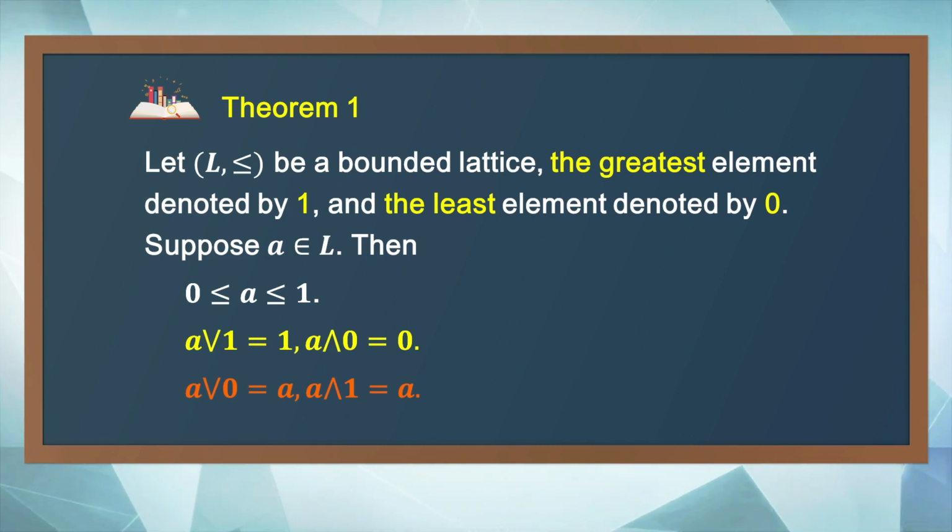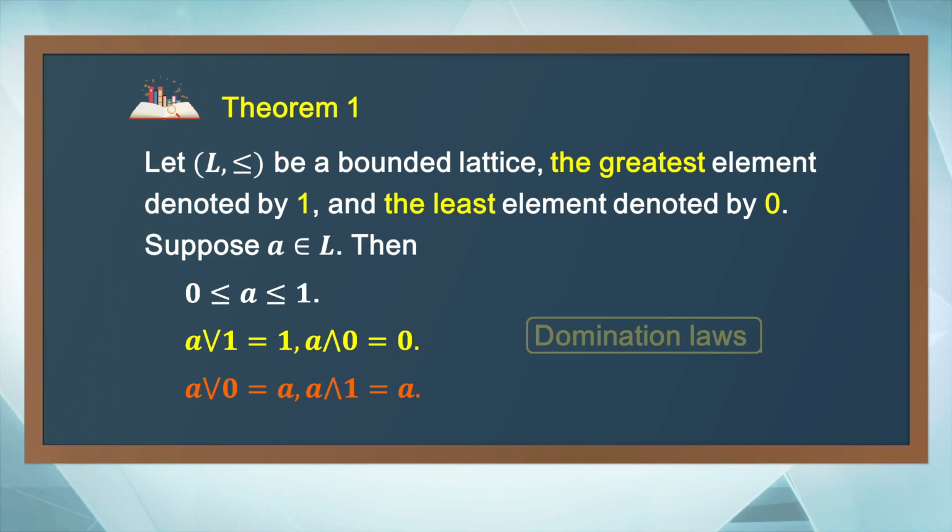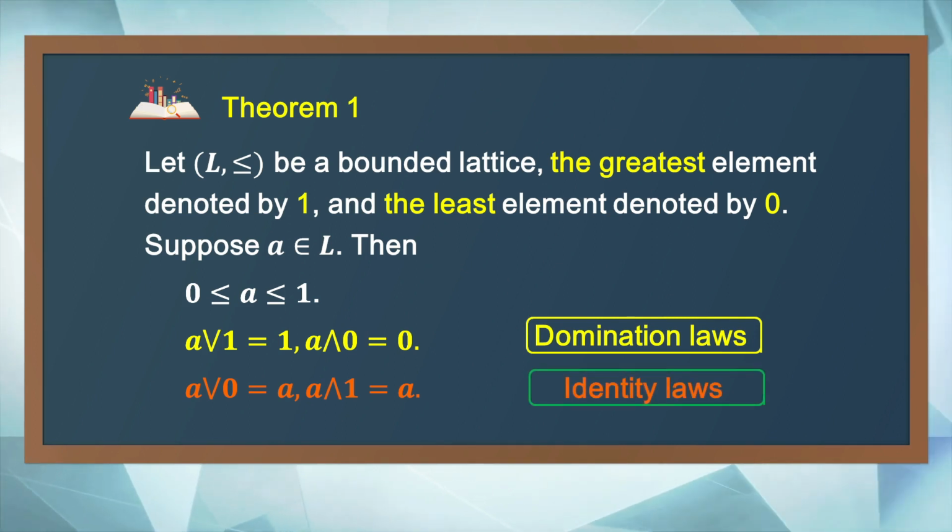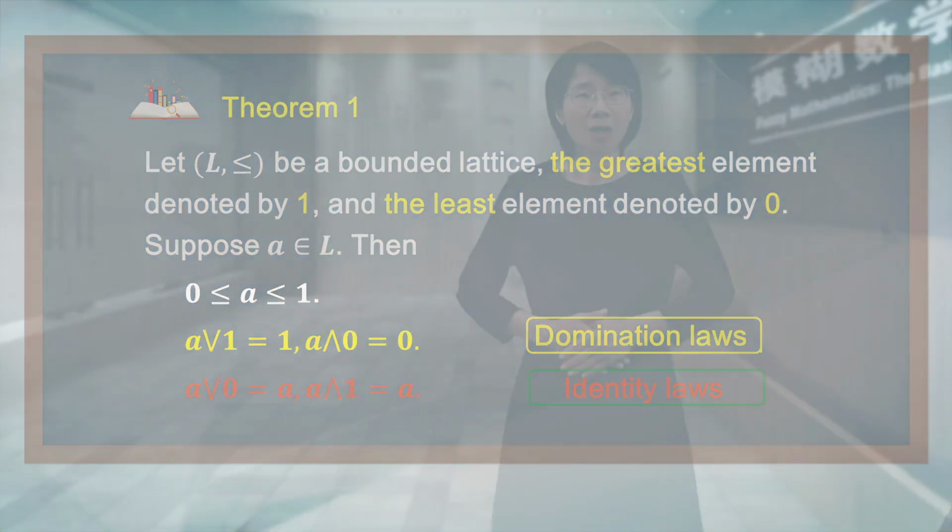What's the name of these two equalities? Domination laws. What's the name of these two equalities? Identity laws. Using the definition of the bounded lattice, together with the definitions of the greatest element and the least element, it is easy to see that 0 is less than or equal to A, less than or equal to 1. Now we will prove the rest of the equalities.